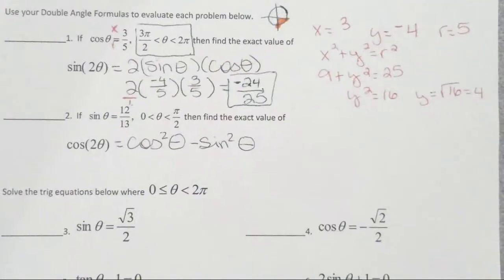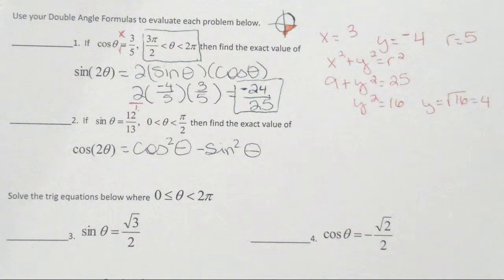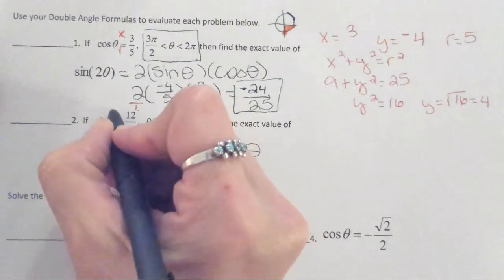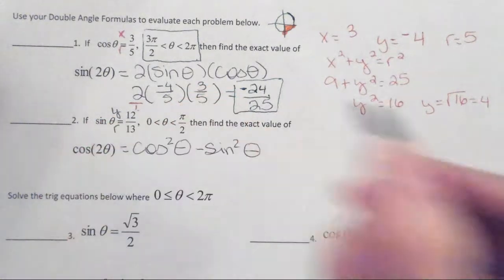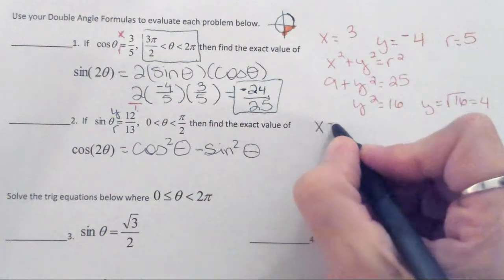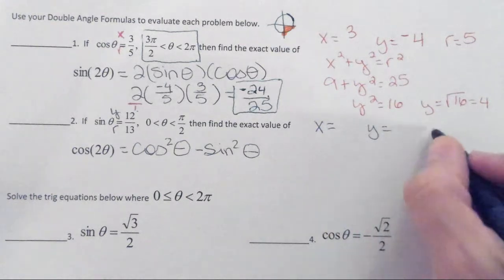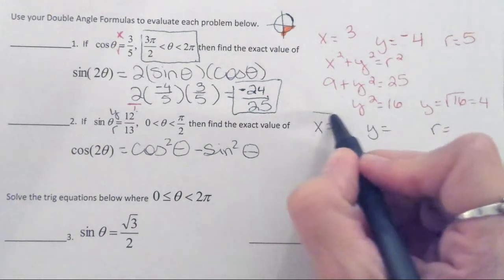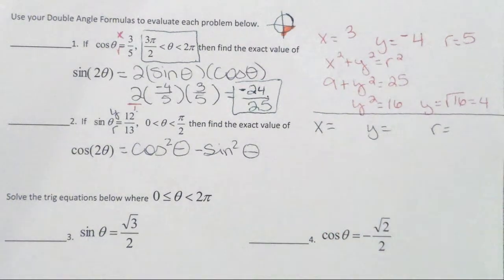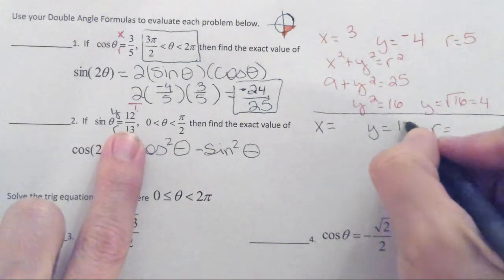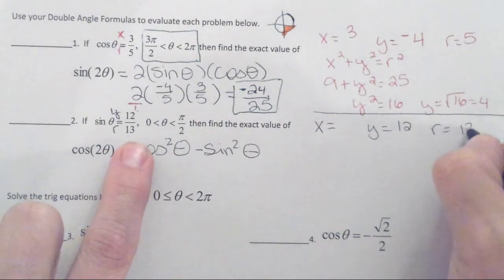Number 2. On number 2, it's going to be a very similar problem. This time, instead of giving me cosine, they gave me sine. So in this problem, they gave me the y and the r. So again, we're going to have x equals, y equals, r equals. So my y is 12 and my r is 13.